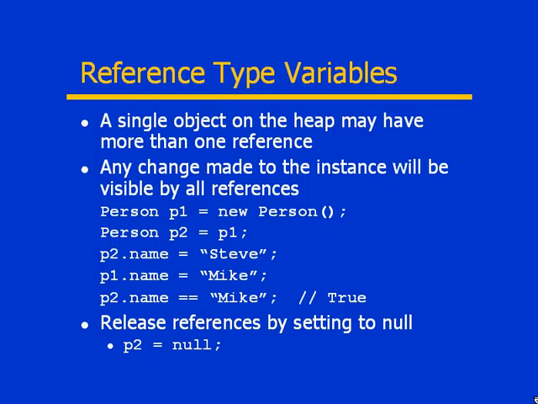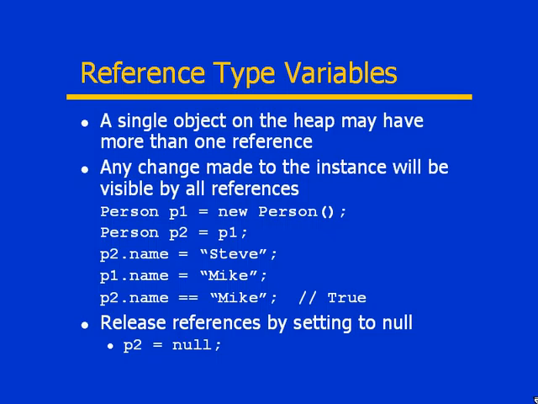In this case, p2.name would be equal to Mike. That's because the change that was made through p1 changed the data that was stored in the same object that p2 is referencing as well. So anything that you do through any of these references is actually going to be visible through the other references.